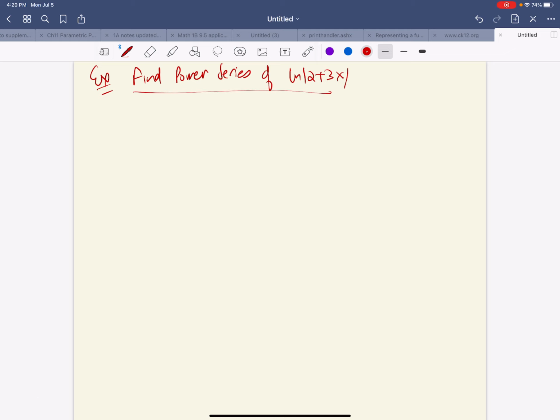Another example, find the power series of natural log of 2 plus 3x. So how do I find the power series of natural log of 2 plus 3x? One thing I do know is that 1 over 1 minus x is the summation of x to the power n, n equals 0 to infinity, right? And this series converges if the absolute value of x is less than 1.